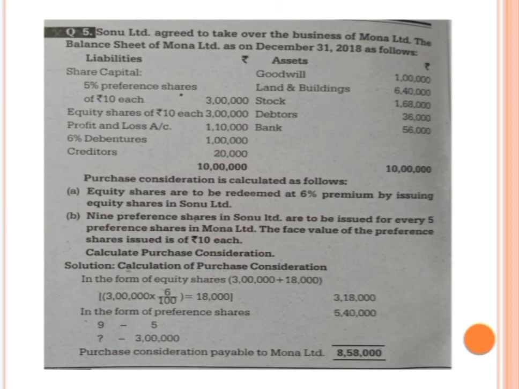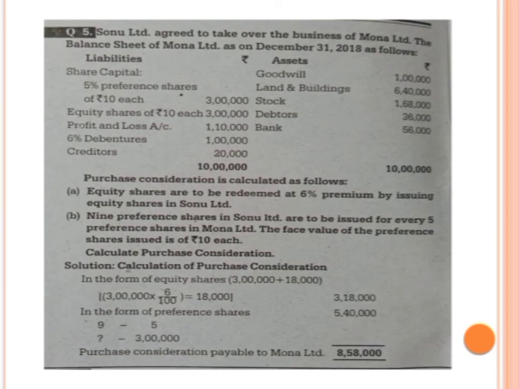Here, the first point says equity shares are to be redeemed at 6% premium by issuing equity shares in Sonu Limited. That is how the equity shares are issued to discharge the purchase consideration. So in the working note you have to show in the form of equity shares how they are making the payment. If you see the liability side, the total amount of equity share capital we have is 3 lakh. On that if you calculate 6%, you get 18,000. So what is the total value of equity shares given to them? 3 lakh plus 18,000 premium. It comes to 3 lakh 18,000. So 3 lakh 18,000 value of equity shares are given.